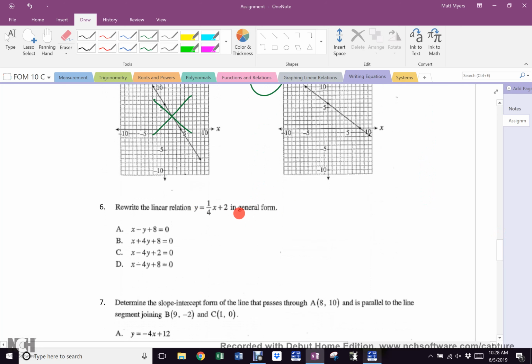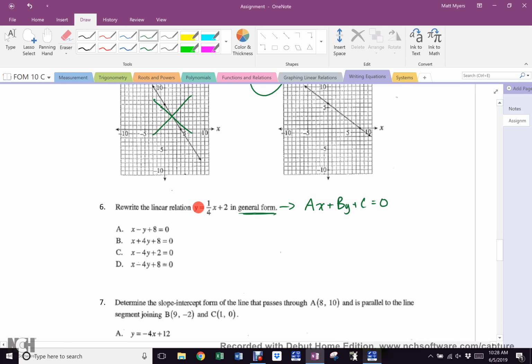Write this in general form. What's general form? You should have said yes, sir. Yes, sir. Write this in general form. Which is what? What's not allowed to be there? Fractions, and A must be?